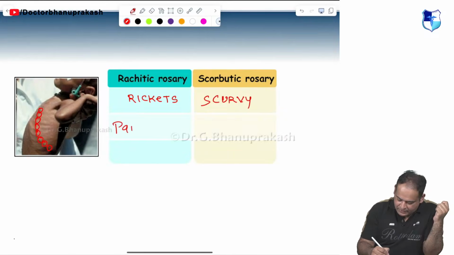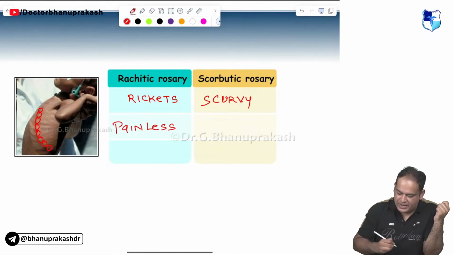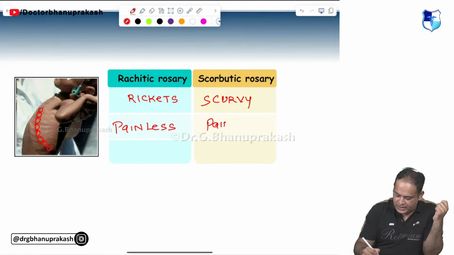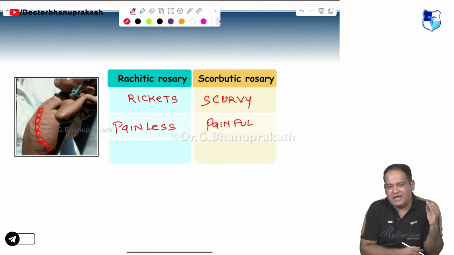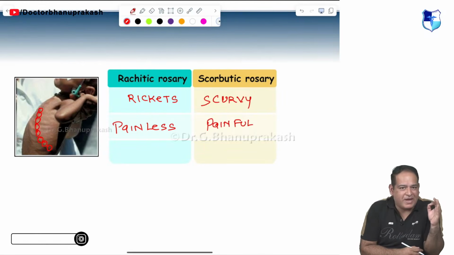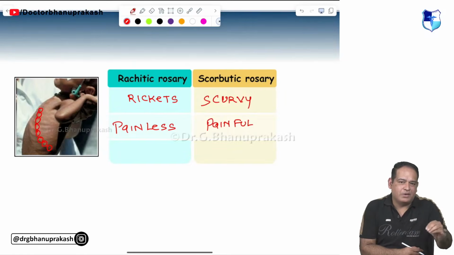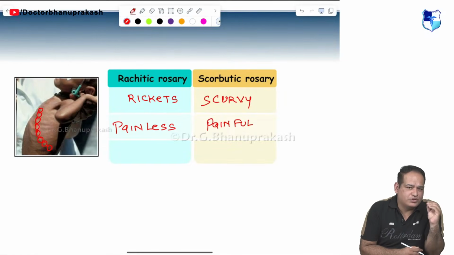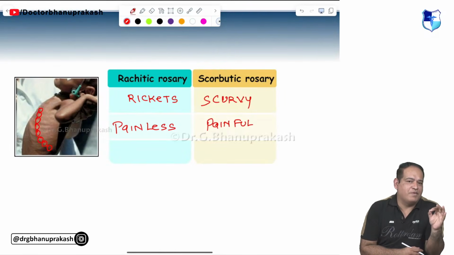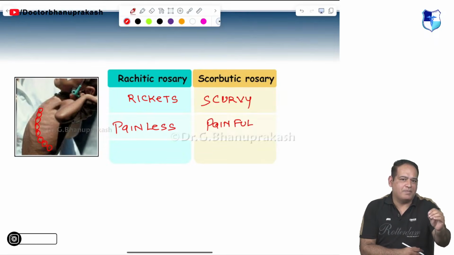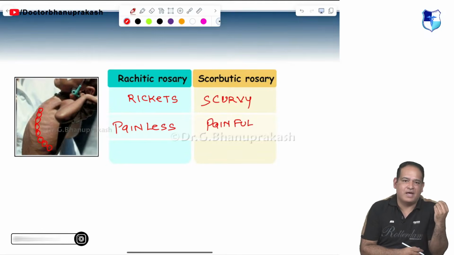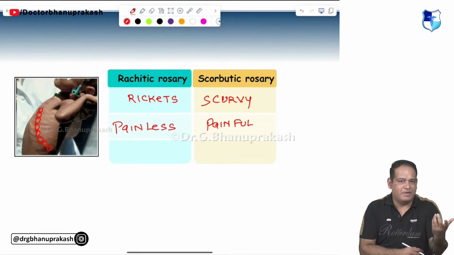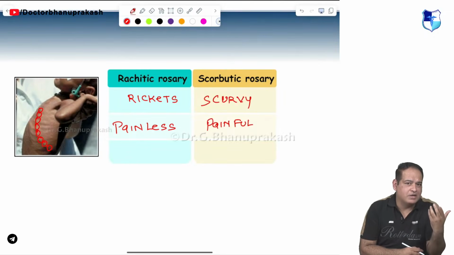Now, the rachitic rosary is painless. The scorbutic rosary is painful. Now, in one of the classes, a student asked me, sir, why is the scorbutic rosary painful? I asked them, just tell me what is the common clinical feature of scurvy? Whenever we study scurvy, what comes to mind first? The answer was gum bleeding. Fine. So that means bleeding is very, very common in scurvy.